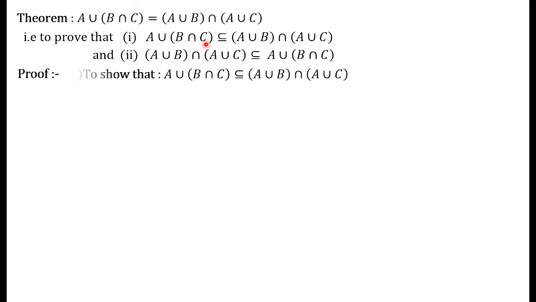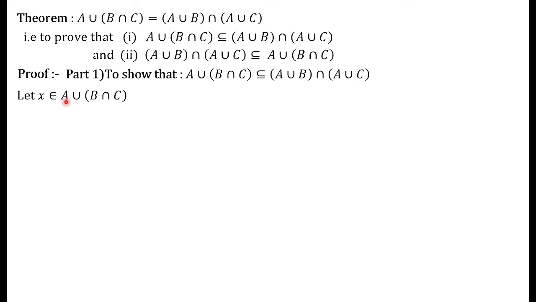So we'll take up the first part, that is, LHS is a subset of RHS. So A union (B intersection C) is a subset of (A union B) intersection (A union C). That is what we're going to prove. So let x belong to A union (B intersection C). What is the meaning of an element belonging to the set A union (B intersection C)? It means that either x is in A or x is in B intersection C. It belongs to at least one of the two sets.